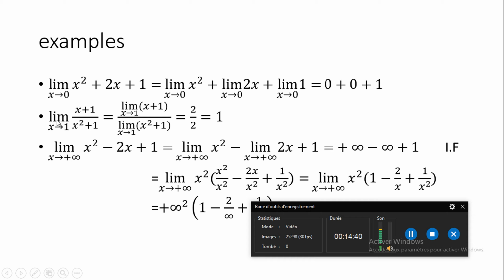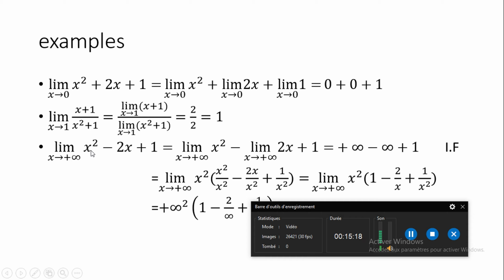Another example is the limit when x gets closer to 1 of (x plus 1) over (x squared plus 1). So this one is, as we said, just the division of the two limits, and we replace, for example, here x by 1, which is gonna give us 1 plus 1, and the same goes here. 1 squared is just 1, plus 1 equals 2, so it's just 2 divided by 2, which is equal to 1.